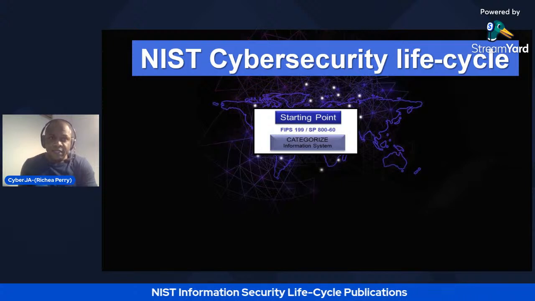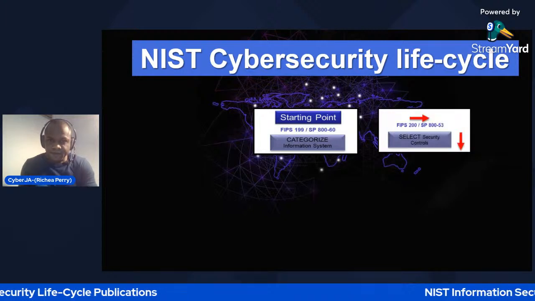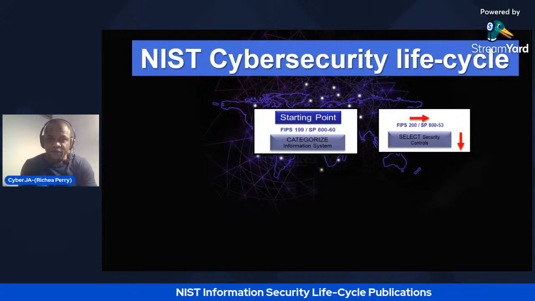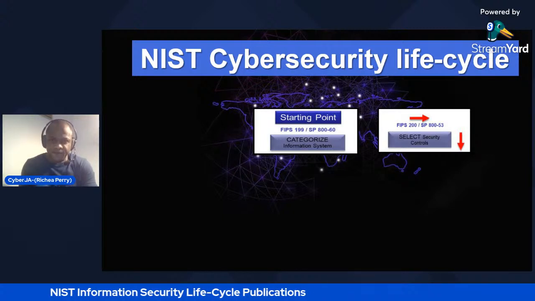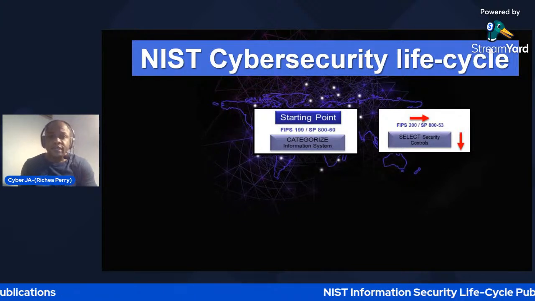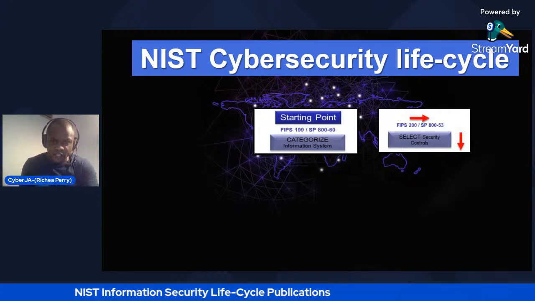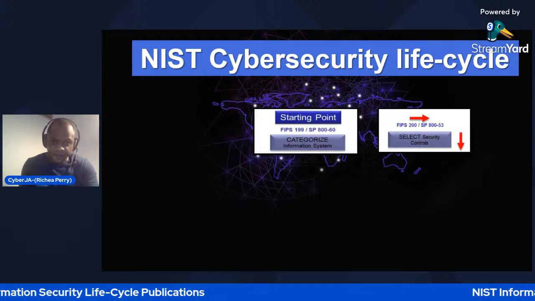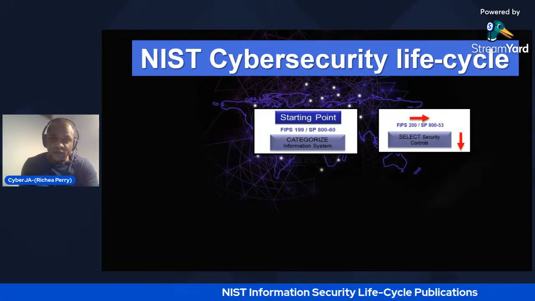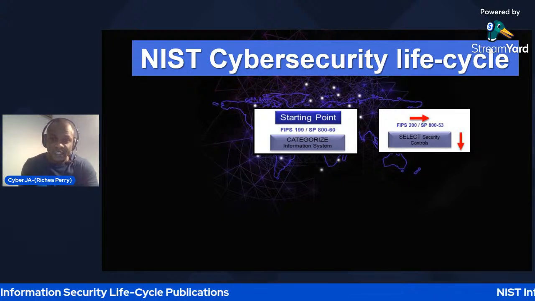All right. The second document as it relates to achieving your information security is the SP 800-53, and that looks at how you go about selecting your security controls. So this publication looks at how you go about selecting the baseline security controls, and you apply tailoring guidance and supplement controls as needed based on risk assessment.